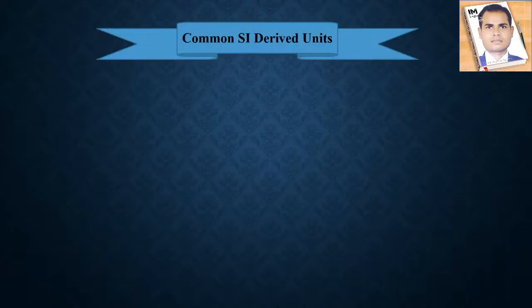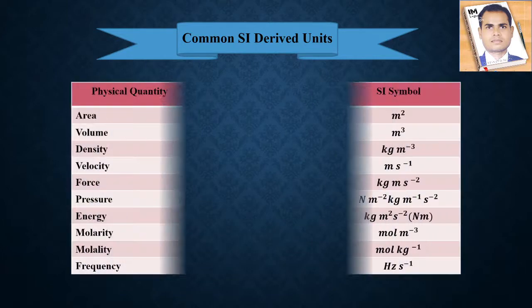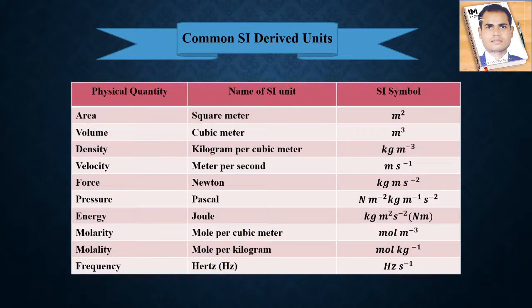Next we have to see some common SI derived units. You will see in the table the physical quantities, the names of their SI units, and their symbols. First, area: the SI unit is the square meter, symbol m². Volume: cubic meter, m³. For density, kilogram per cubic meter is the SI unit, kg m⁻³. Next is velocity: the SI unit is meter per second, symbol m s⁻¹.